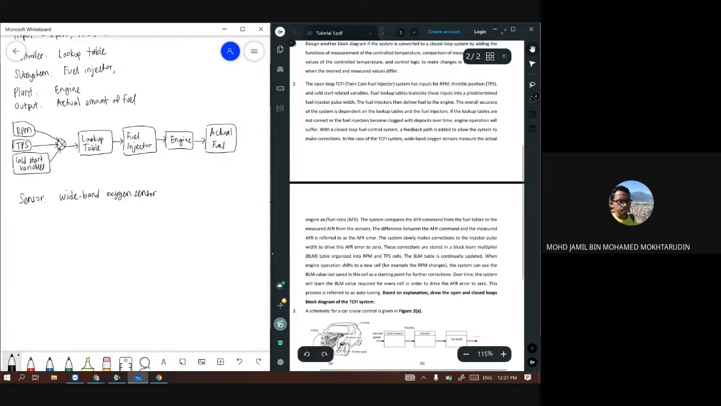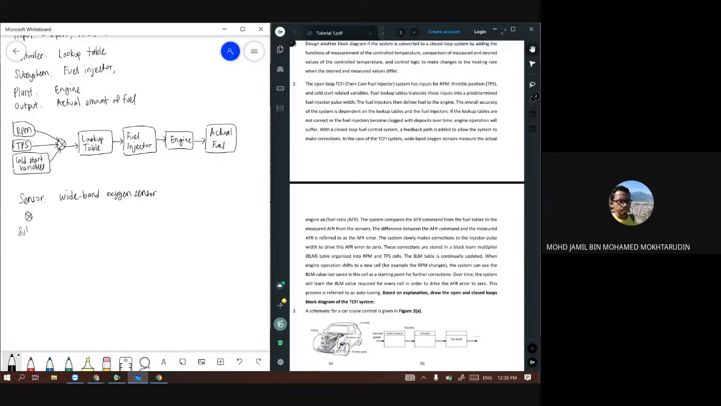And then the system also compares the AFR command from the fuel table to the measured AFR from the sensor. So there will be a circle with cross. And then the difference between the AFR command and the measured AFR is referred to as the AFR error. The system slowly makes corrections. These corrections are stored in a block learn multiplier table. So instead of using the lookup table, we have a new table known as the block learn multiplier table.